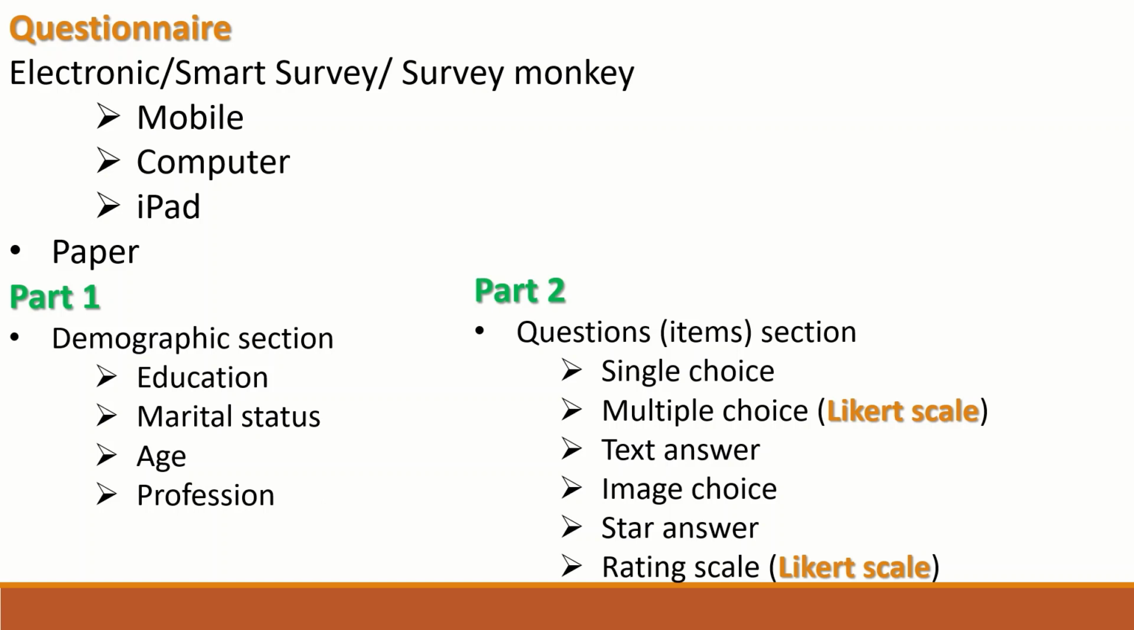Part 2 is the important one, which has the questions that aim to obtain the opinion or attitude of individuals towards specific statements. So it's called the question section, in which the participant has a single choice or a multiple choice, as in a Likert scale, or a question that requires answering through writing text, or questions that can be answered by choosing images, one image from several, or questions based on star answers or rating scales.